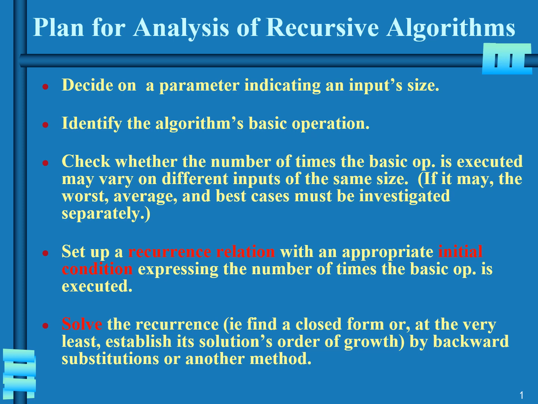Then you have to set up a recurrence relation with an appropriate initial condition, which indicates how many times the basic operation is performed. Finally, you have to solve the recurrence by using any one of the recurrence solving methods. Preferably we are using the backward substitution method.